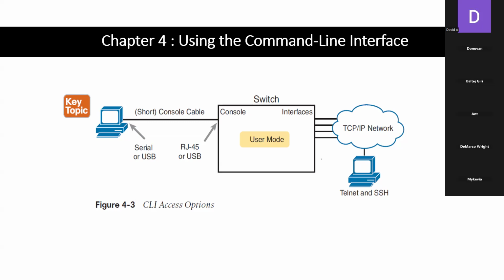Access is a physical connection between the PC and the switch's console port. So there's actually a port that says console on the switch that your physical PC would connect to. That is a console connection. In contrast, what is that other connection?